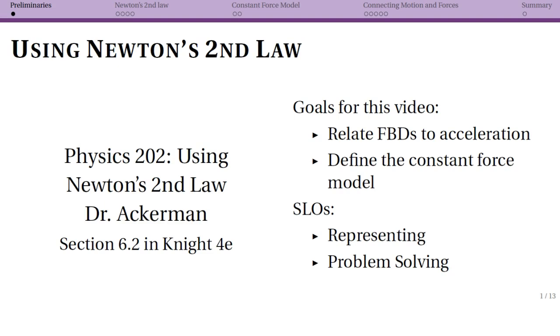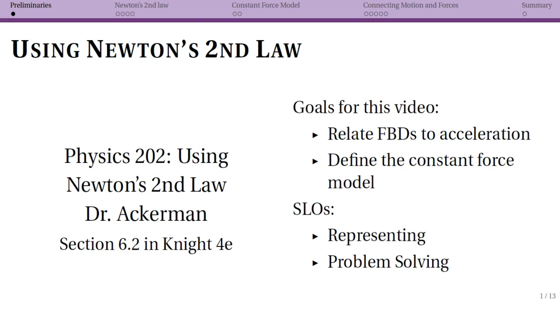This sequence of videos corresponds to the second section of Chapter 6, which is titled Using Newton's Second Law, and we are now doing things very similar to what we did in section 6.1, but 6.1 was the equilibrium model. We were drawing free body diagrams, talking about acceleration and net forces for objects that were either not moving or that had no acceleration because they were moving with a constant velocity. Now we're going to generalize that more.